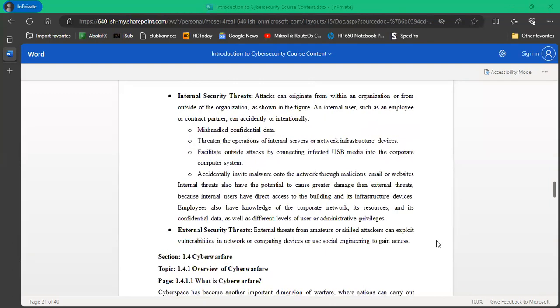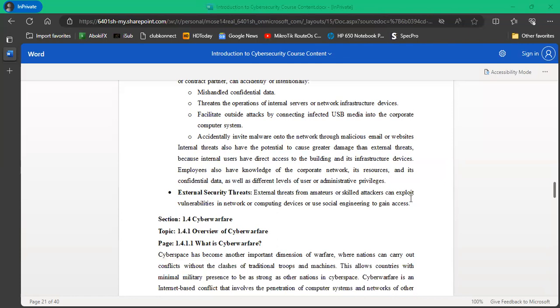Internal security threats. This attack can originate from within an organization or from outside of the organization. As I've said earlier, an internal user, such as an employee or contract partner, can accidentally or intentionally mishandle confidential data, threaten the operation of internal servers or network infrastructure devices, and facilitate outside attacks by connecting infected USB media into the corporate computer system. Also, they can accidentally share email or web spoofing. Attackers can exploit vulnerabilities in network or computing devices or use social engineering to gain access.